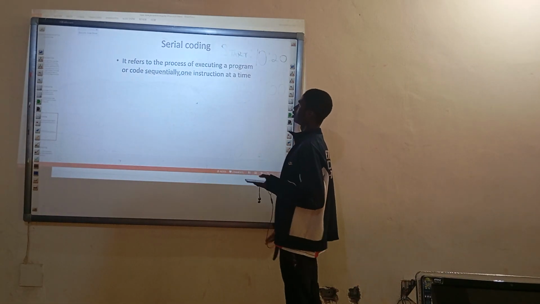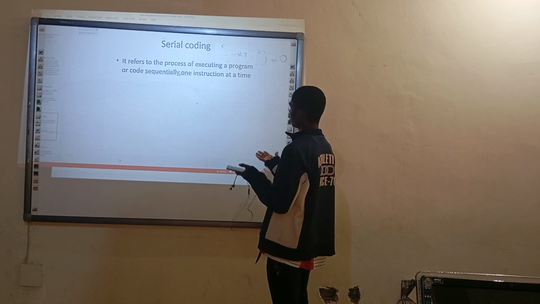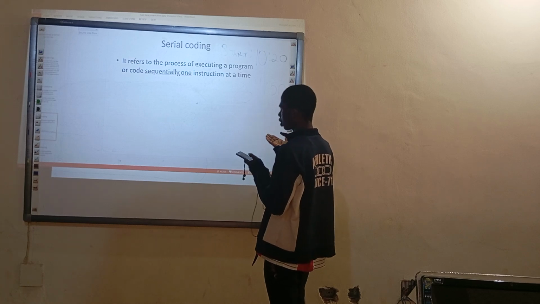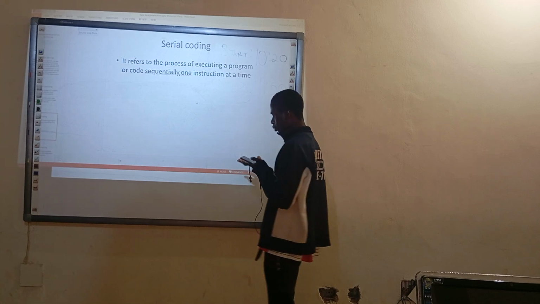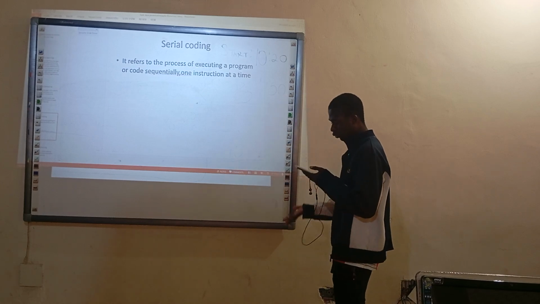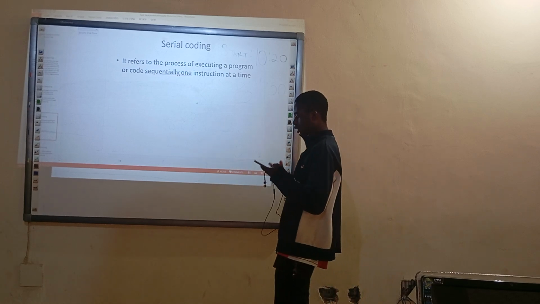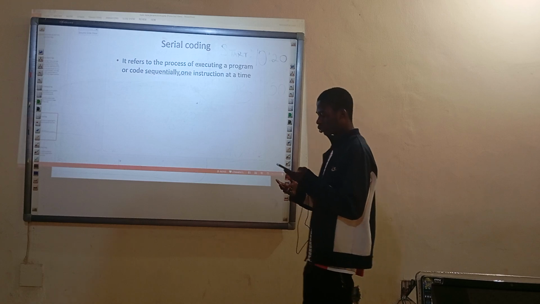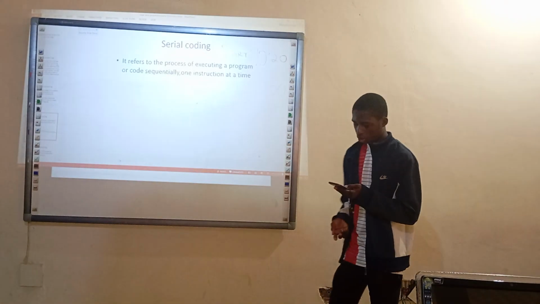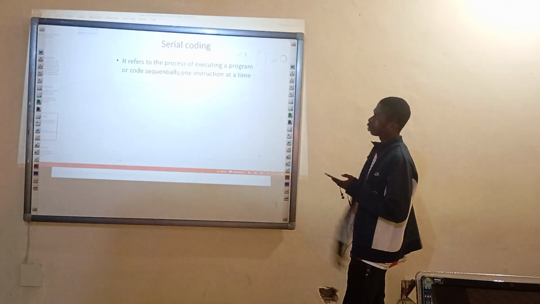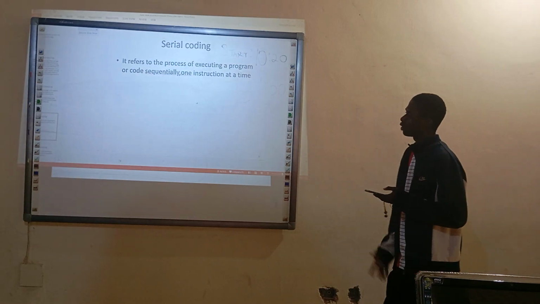Then what are the advantages? The benefit of serial code is that it is easy to implement. It is straightforward to understand and implement. Debugging is simple and you can predict its performance. That's about serial coding. Then we have disadvantages.